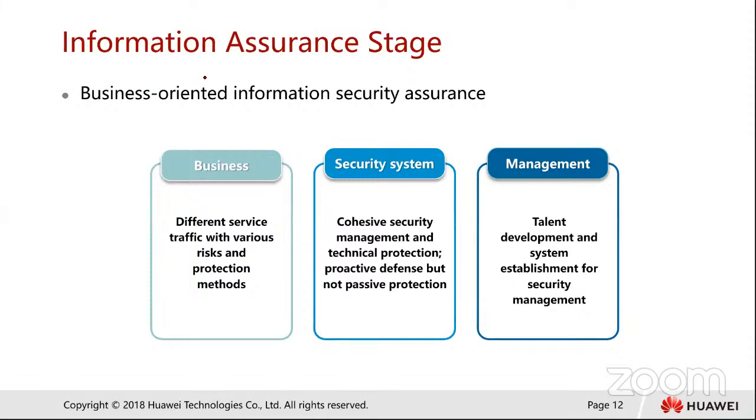And we just want to look at the information assurance stage. Basically, with this information assurance stage, they're just giving assurance. How can we use information systems in our businesses, with different service traffic, various risks and protection methods being looked at. Security systems were put in place to make sure of comprehensive security management and technical protection, where there's proactive defense, but not just passive protection. And then finally, management, where talent development and systems are established for security management. So these were business-oriented information security assurance.